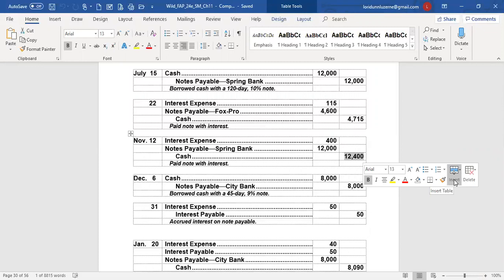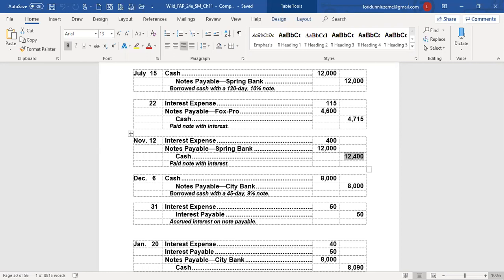December 6th, they borrowed the $8,000 cash from Citibank by signing a 45-day, 9%, $8,000 note payable. So they're borrowing cash, so we'll increase cash, debit it, and increase the notes payable, $8,000 on the credit side.